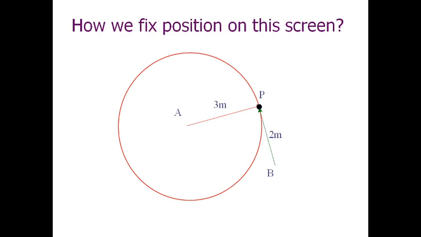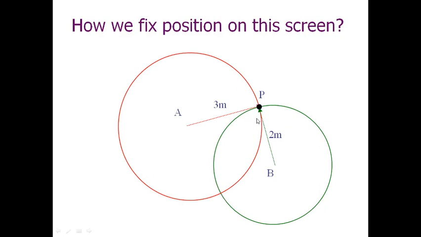Now I will have two circles. One centered at A with 3 meter radius and one other centered at B with 2 meter radius. So there are two circles and they intersect at two different points. So that means your P is not located even now because P can be either at one intersection or at the other intersection.